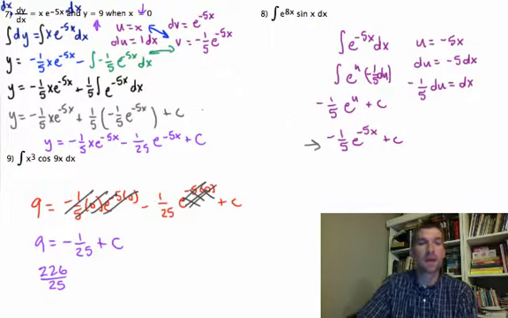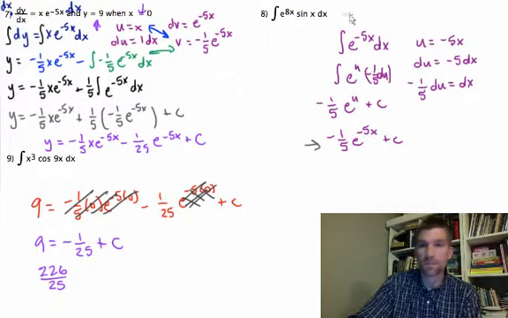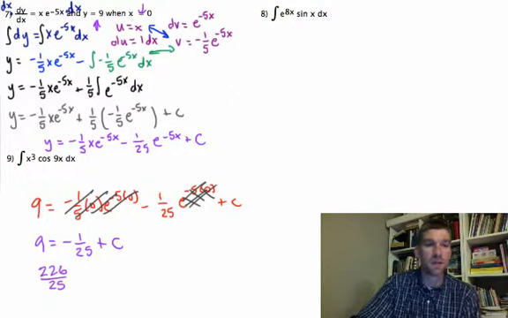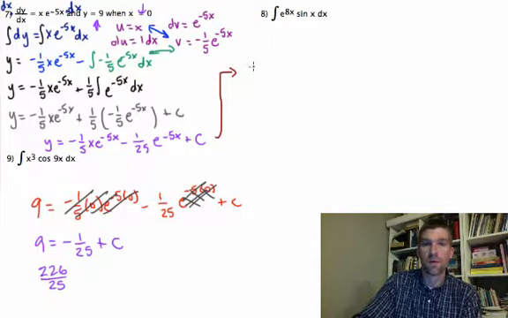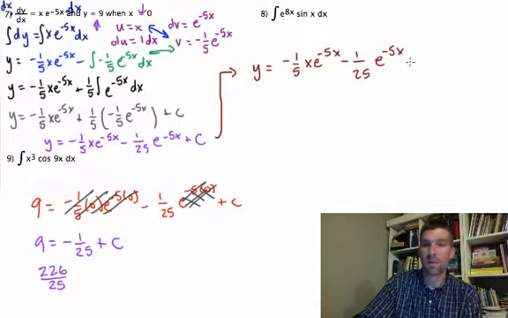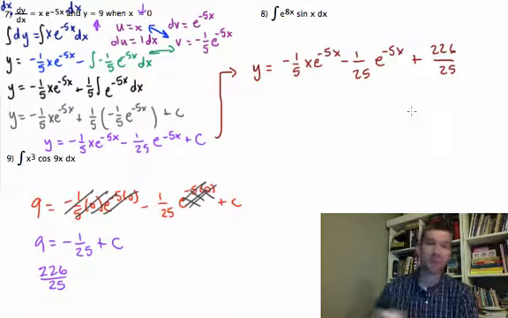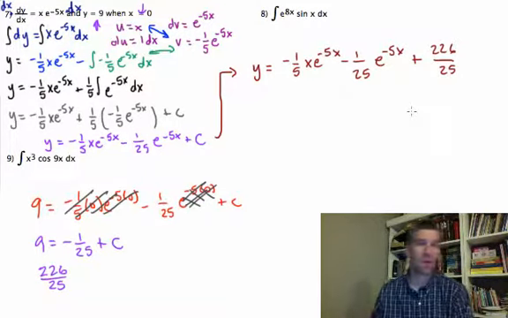All that means is that my solution for this problem is y equals negative 1/5 times x e to the negative 5x minus 1 over 25 e to the negative 5x plus 226 over 25. That's your final answer on question 7. That's a pretty detailed problem, but again, it's not horrible, and the integration is pretty reasonable.